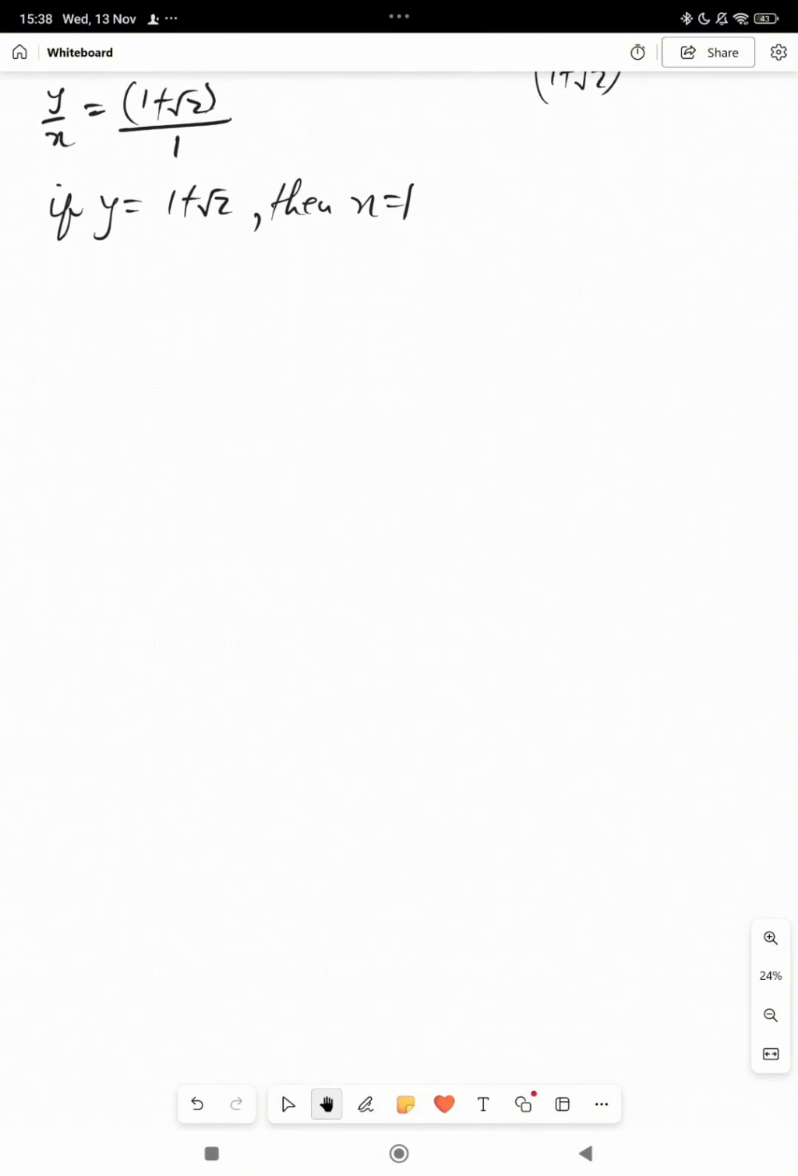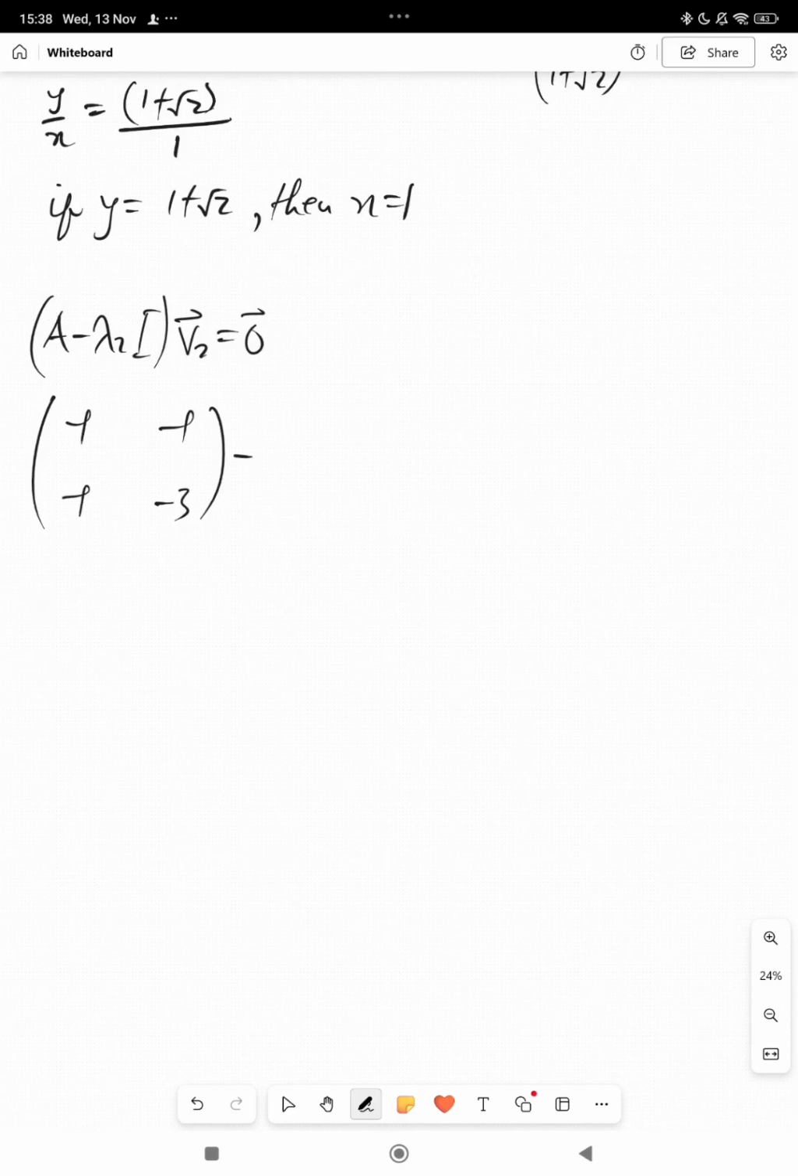We're going to find our v2, so A minus lambda 2 I, times v2. We have minus 1, minus 1, minus 1, minus 3, minus minus 2 plus root 2, 0, 0, minus 2 plus root 2.